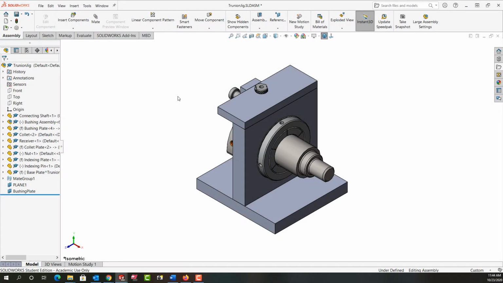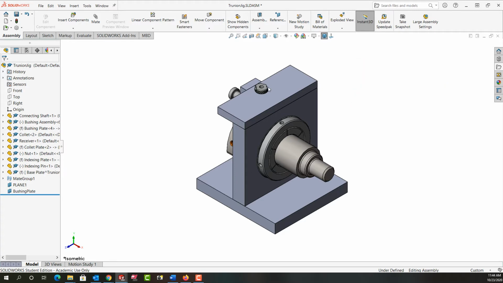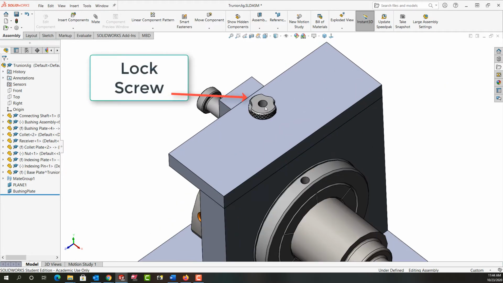In this video, I want to examine where we're going next. What's missing? What needs to be figured out? The obvious is we need bolts and dowels to properly bolt the part together and locate things. We also need a lock screw up here on this bushing.